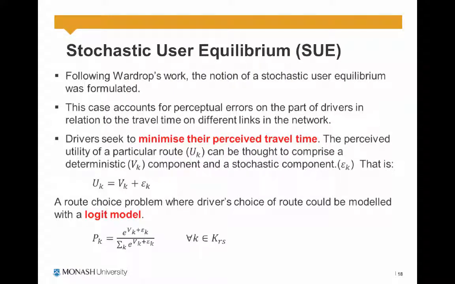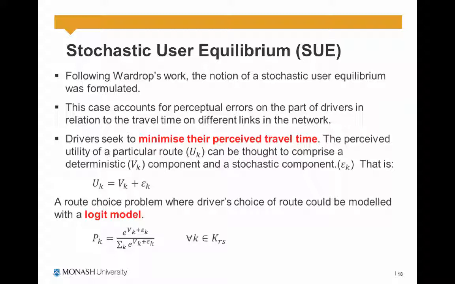We also have a notion of a stochastic user equilibrium. In Wardrop's work, the notion of user equilibrium was mostly deterministic, but an extension to that is, how about we have a stochastic user equilibrium? Here is where we can borrow some ideas from discrete choice modeling. The stochastic user equilibrium accounts for perceptual errors on the part of the drivers in relation to the travel time on different links in the network. Instead of minimizing the actual travel time, in a stochastic user equilibrium, drivers seek to minimize their perceived travel time.